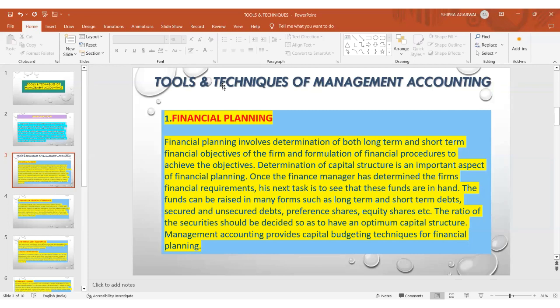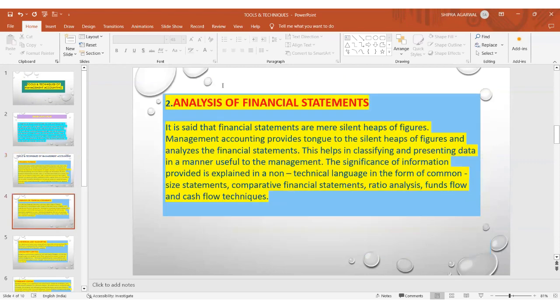Right? So when you are talking about raising of funds, it can be either long-term or short-term funds. Long-term and short-term means I'm talking about the borrowed capital, or what we call debt, right? Then that debt could be secured or unsecured, or it could be in the form of preference shares or equity shares. So there has to be a proper ratio between overall debt and equity, which is known as your optimum capital structure. Right. So management accounting also provides the capital budgeting techniques for financial planning, because until and unless you are clear with your financial structure, you will not be able to move ahead with the project or with the organizational goals.